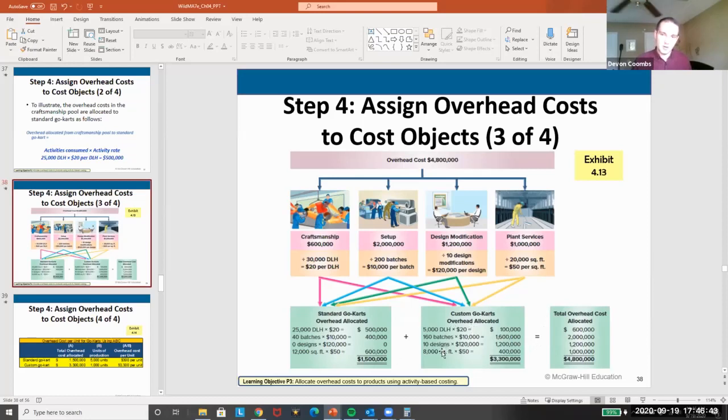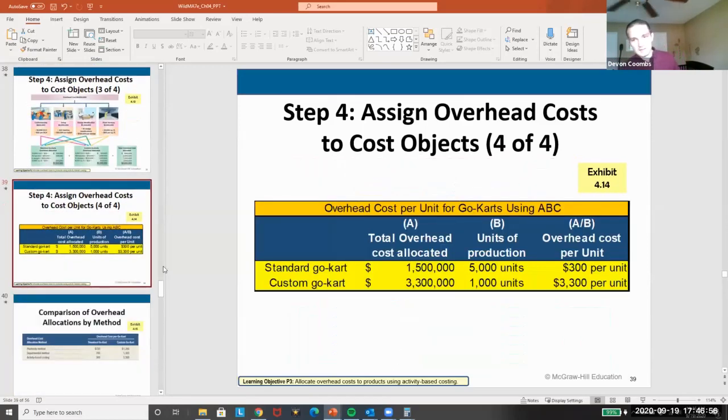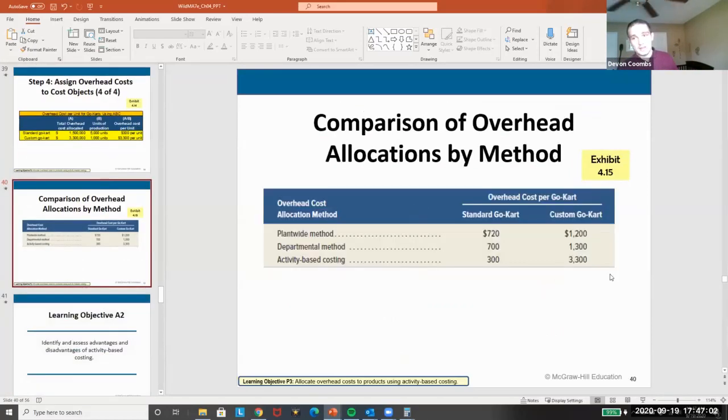This is $4.8 million in cost. But then the custom go-karts needed all of the designs, needed almost all of the batches, very little direct labor hours, and then less square footage, which resulted in 3.3. So when we get into activity-based costing, the overhead cost per unit is significantly higher, right? And so the idea here is if we accidentally went with a plant-wide method, the plant-wide method would have told us that custom go-karts might have been very profitable.